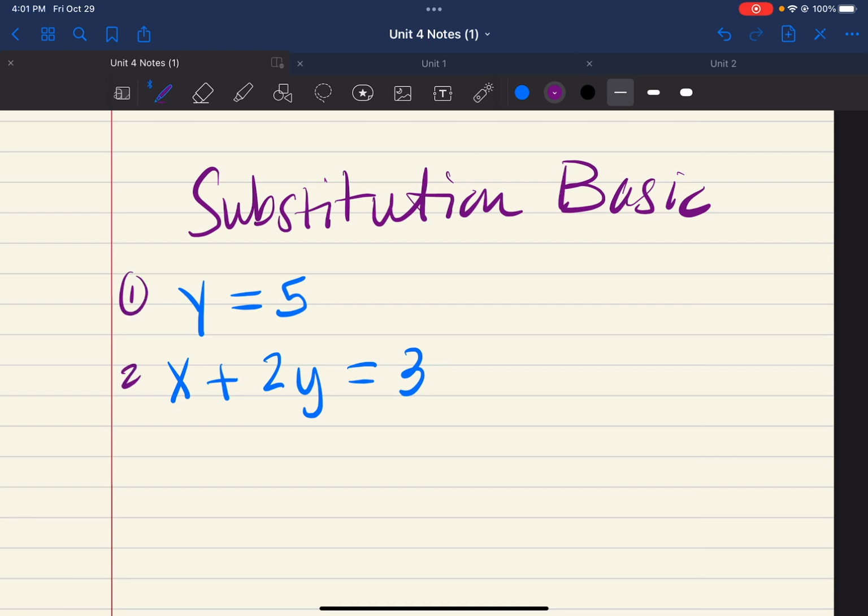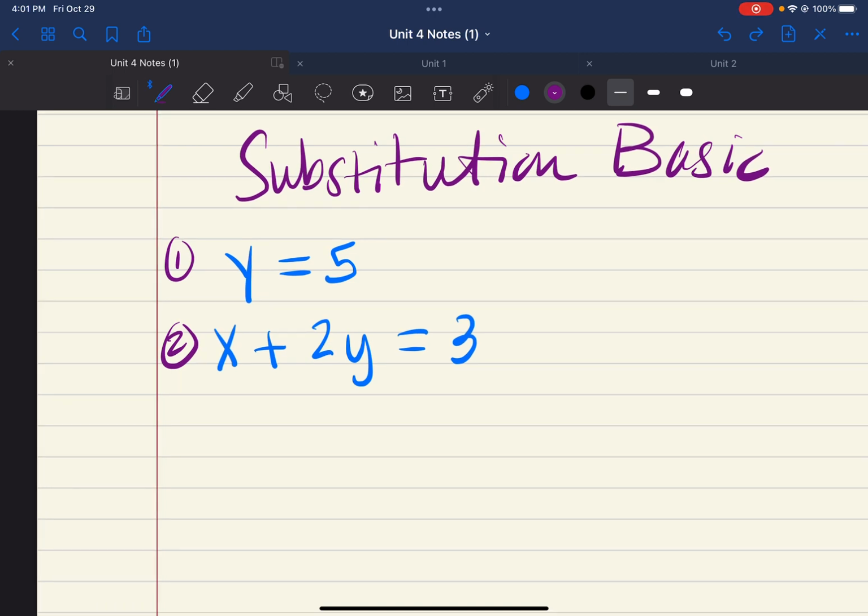Here's one equation and here's a second equation. Now, substitution, we take one of these equations and we plug it into the other one. Here's how. Notice this equation right here says y equals 5, which means I can take this y out and put a 5 there instead of y, because the top equation says y equals 5. So I can rewrite this as x plus 2 times 5, because y is equal to 5, equals 3. All I did was substitute. I substituted that top equation into the bottom one.